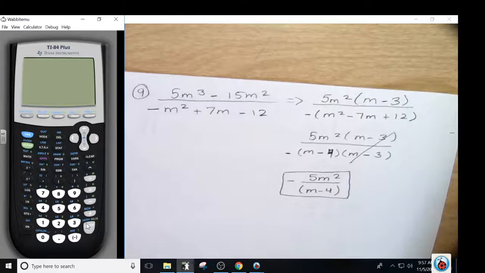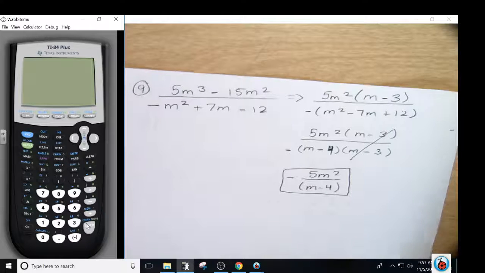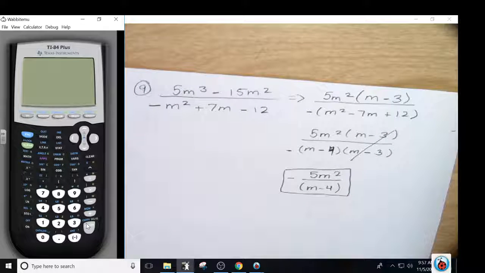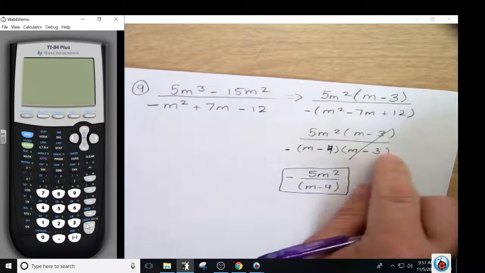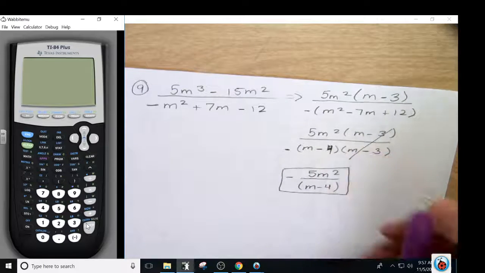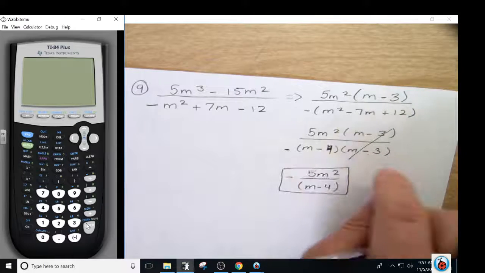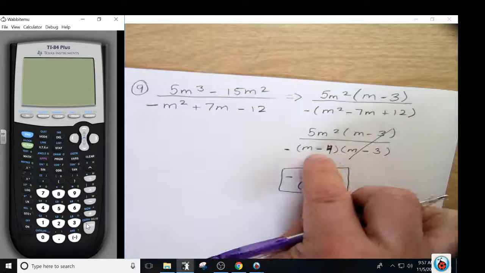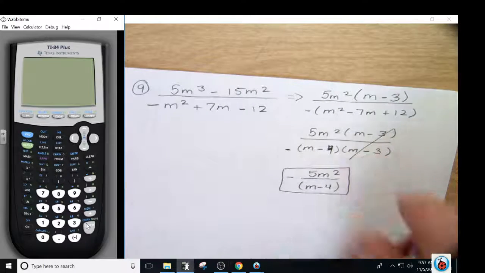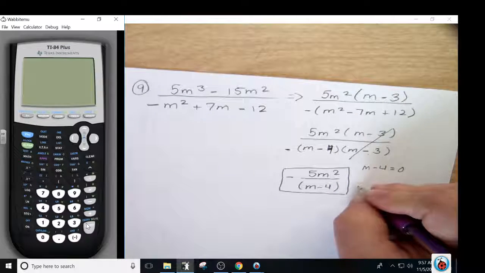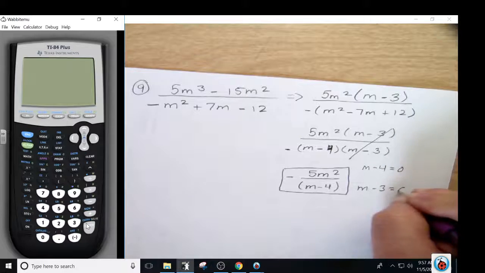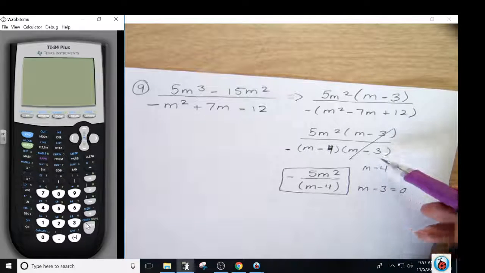Now, guys, can somebody tell me what I forgot to do? You got to set it before I simplified it, guys. Don't make the mistake I made. Before you simplify it, you got to find your excluded values. So you got to set both of these equal to 0. That's going to be m minus 4 equal to 0 and m minus 3 equal to 0. So I should have done that before I simplified it.